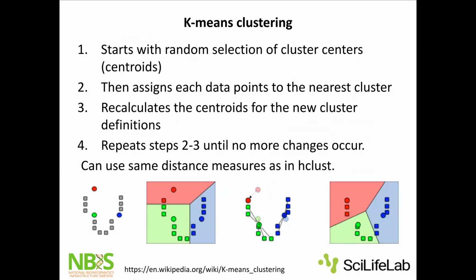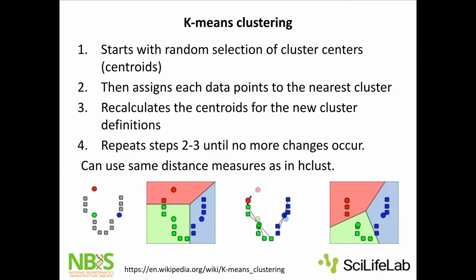Another typical method is k-means clustering. The thing is, here we have to define beforehand how many clusters we have. So we randomly select 3, in this case, 3 points in space as the cluster centroids.